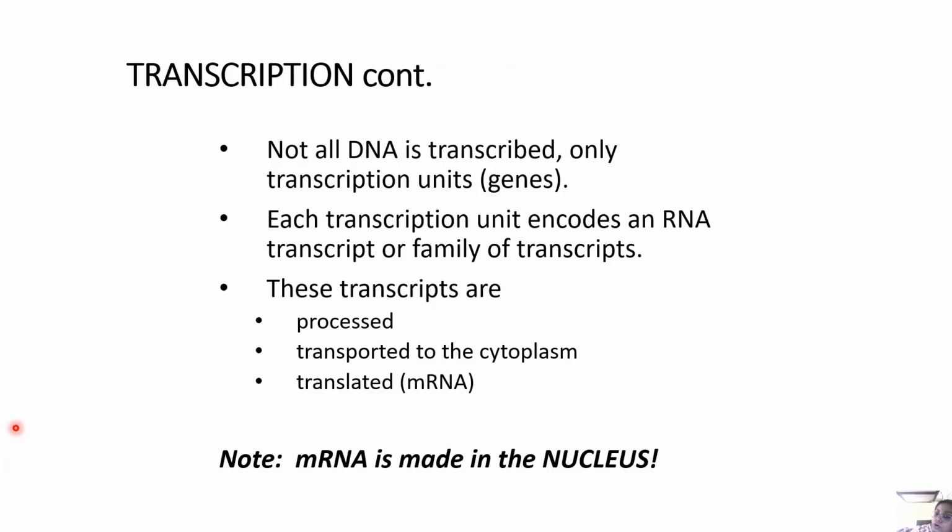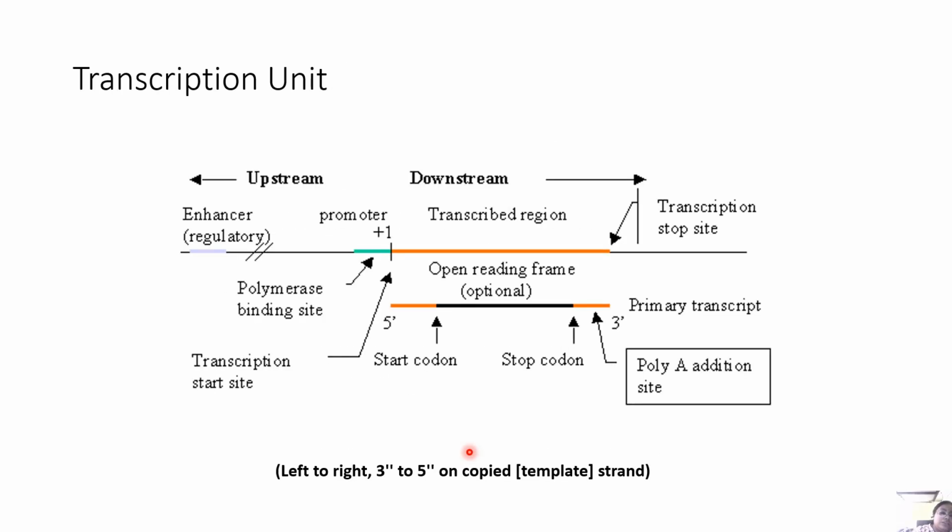In transcription, not all DNA is transcribed, only transcription units or genes. Each transcription unit encodes an RNA transcript or family of transcripts. These transcripts are processed, transported into the cytoplasm and translated, basically the mRNA. mRNA is made in the nucleus, but then it is transported to the cytoplasm, right? So this is the transcription unit, upstream, downstream, left to right, 3' to 5' on the copied strand.